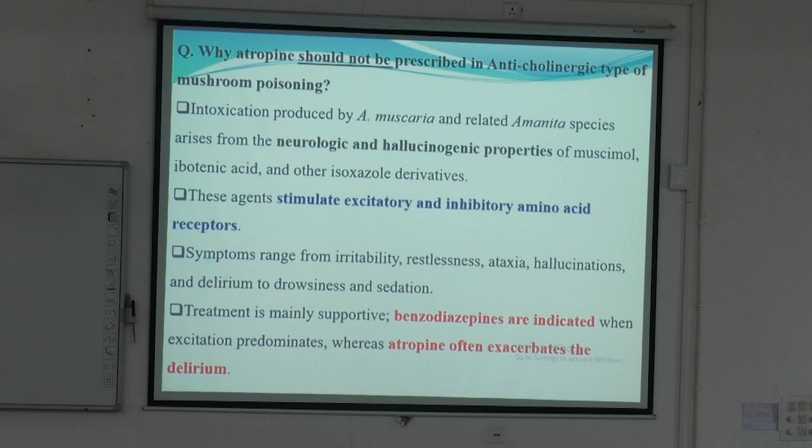So this is all about the cholinergic system. In the next class, you will read about the anticholinesterases and organophosphorus poisoning. Now, any questions?